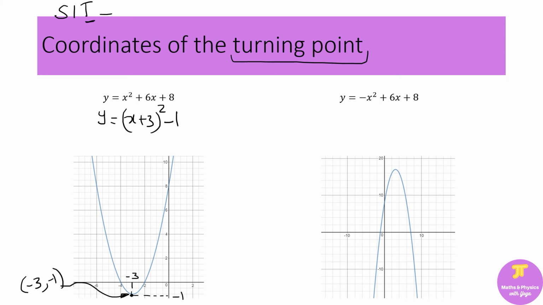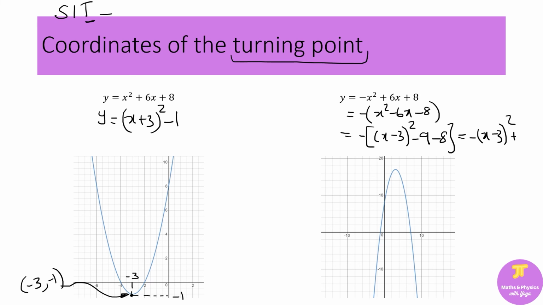Similarly, for this one, let me quickly do the completing the square. Let's take a minus outside. It will be x squared minus 6x minus 8, we can go (x - 3) squared minus 8. This is going to be equal to -(x - 3) squared + 17. So from this completion we know that this is going to be 17 and that happens when x equals 3. So this turning point is (3, 17).